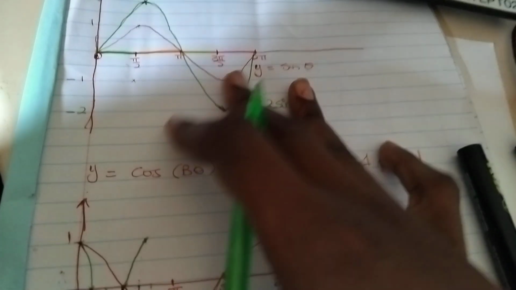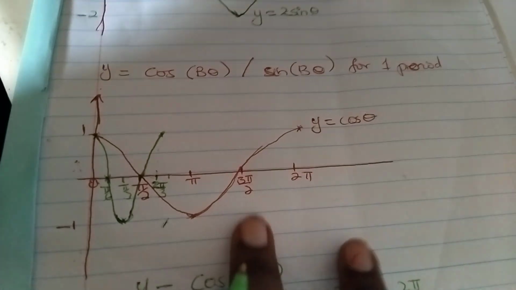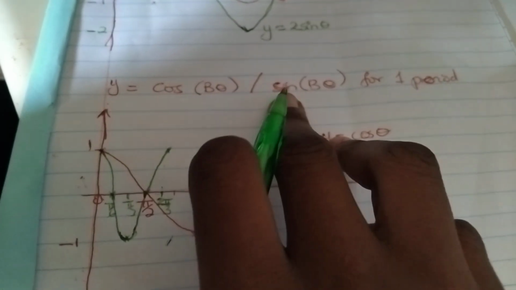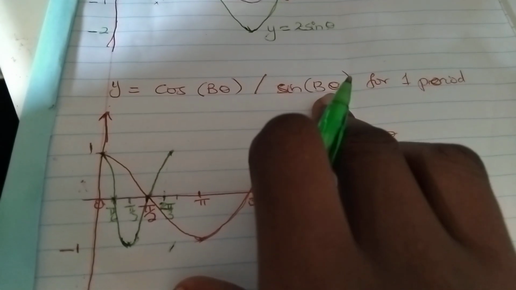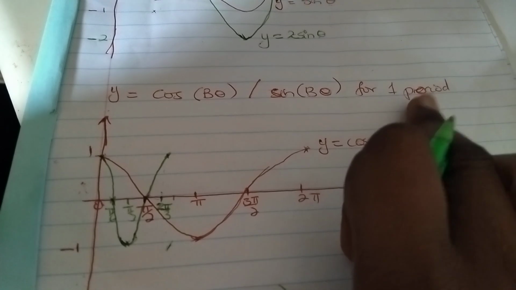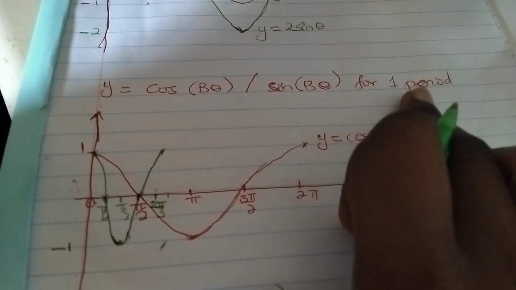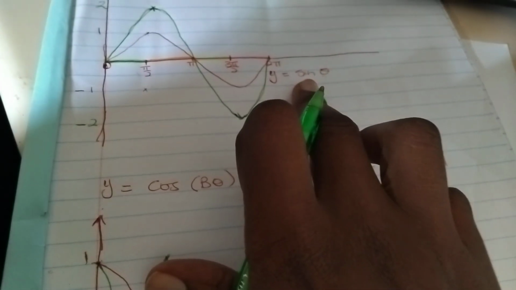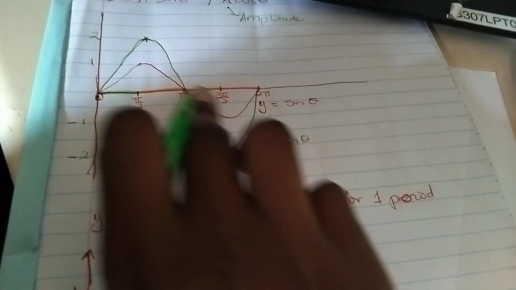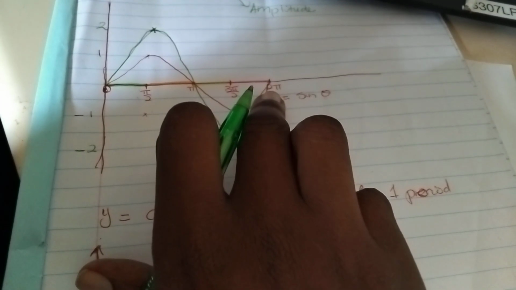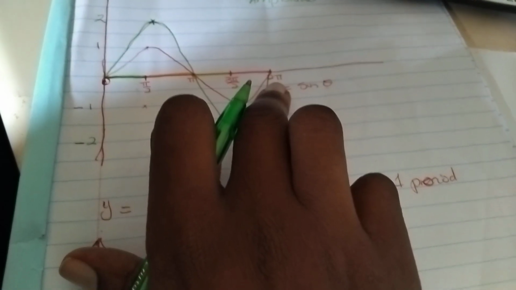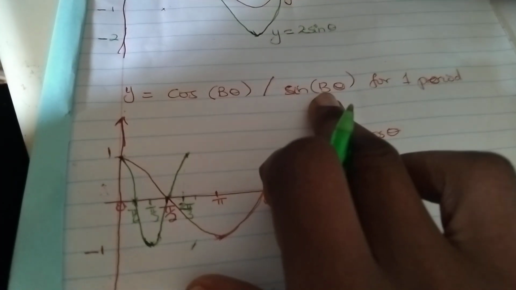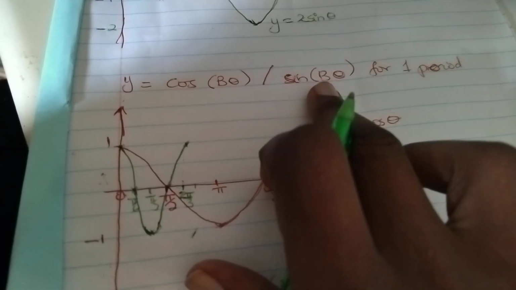Right. Now we will go to b. Here we have y is equal to cos b theta, or we could even draw sine b theta. For one period, remember that period is the wavelength. And normally, when we have the original sine or cosine curve, our original period is 2 pi. So here, we want to see how b affects our normal period, which is 2 pi.